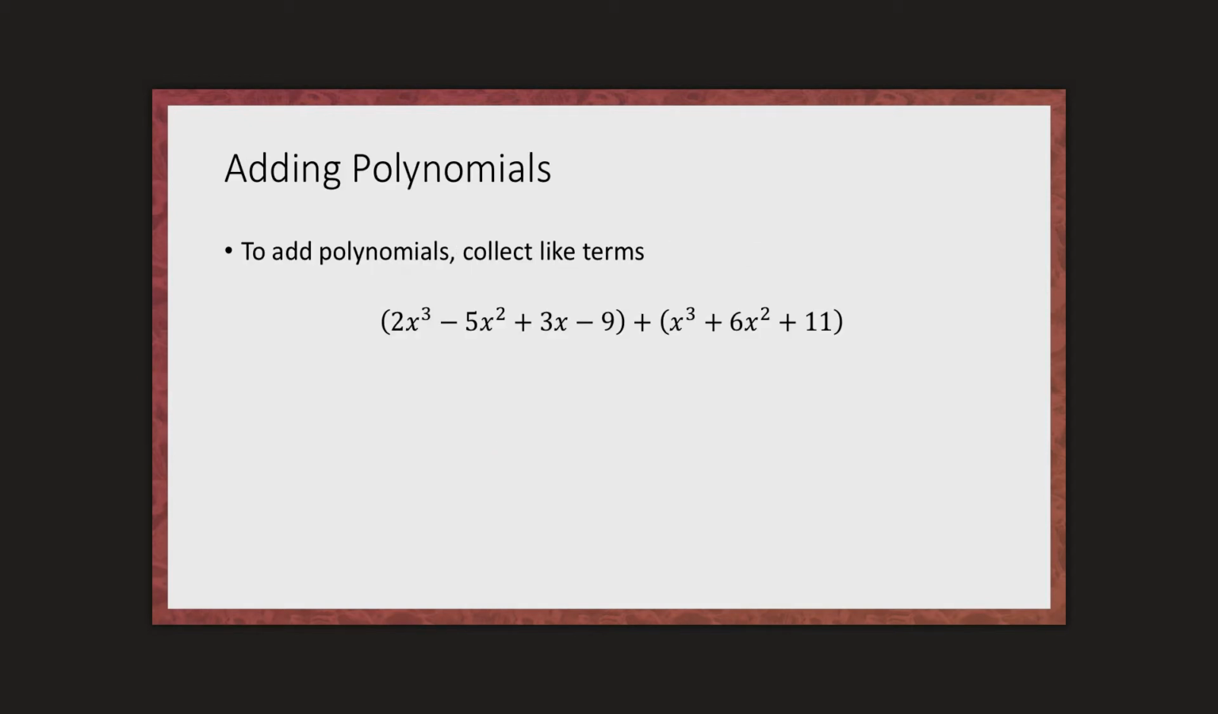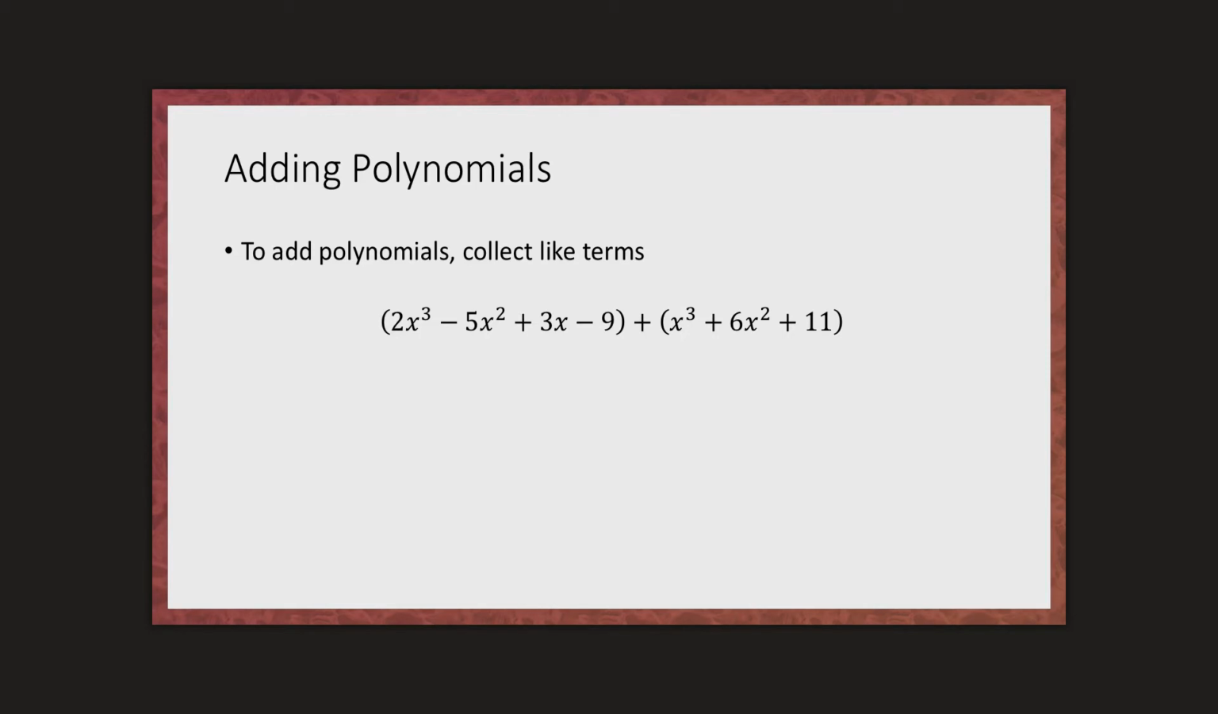So here we are. We are going to add two polynomials together. And when you're adding two polynomials together, essentially what you're doing is collecting like terms. So first I'm going to take a look at my polynomials and make sure that everything's in standard form. 2x to the third minus 5x squared plus 3x minus 9, that is in standard form. We have our highest degree first, and then our next highest, and then our next highest, all the way down to our constant term, minus 9.